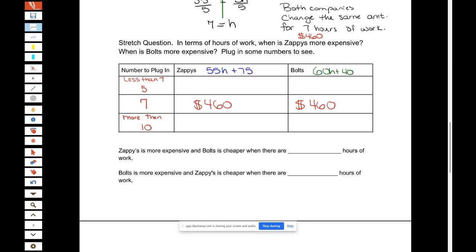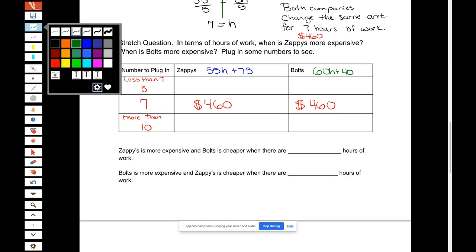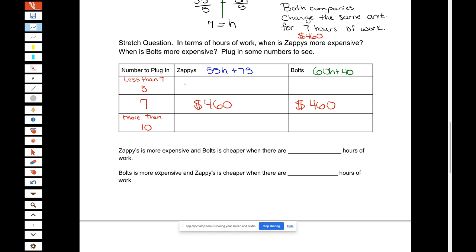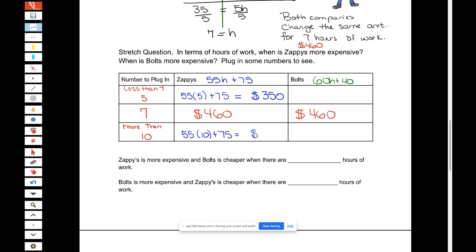All right. So I am going to now plug in my number that's less than 7. And my number that's more than 7, because I don't want to change colors right now. So 55 times 5 plus 75 gives me $350. Okay. 55 times 10 plus 75 gives me $625. So that's how much Zappies charges for these numbers of hours.